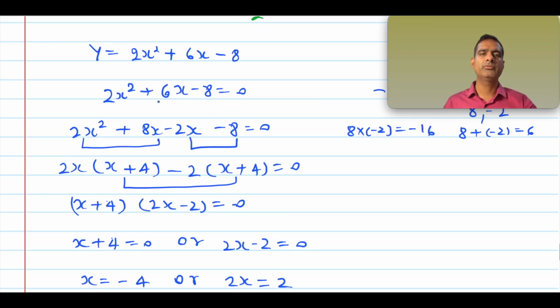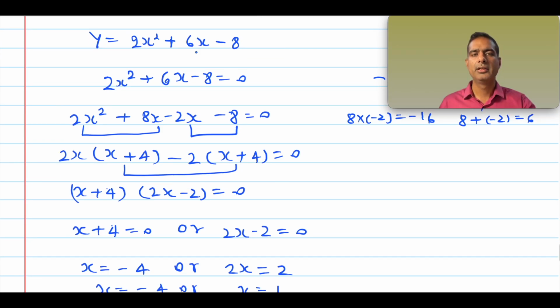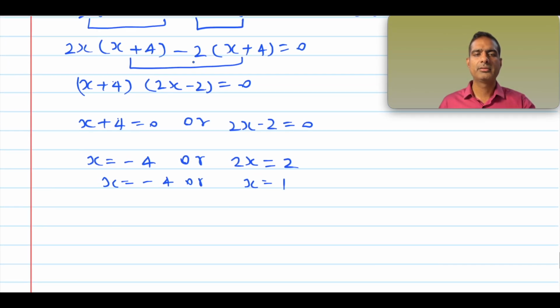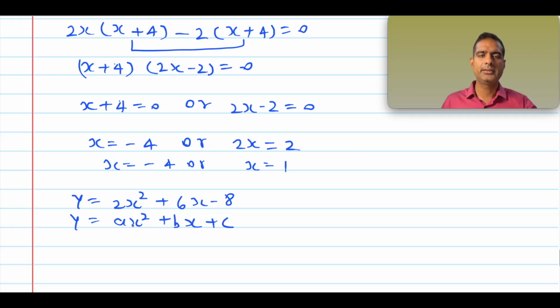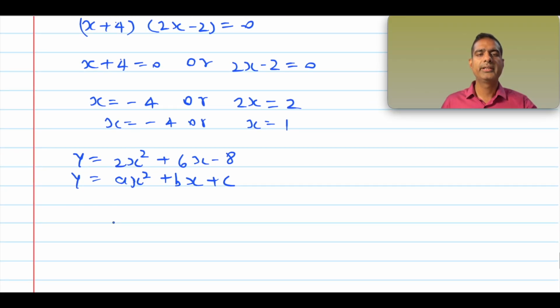Now our equation was y is equal to 2x square plus 6x minus 8, and if we compare it with y is equal to ax square plus bx plus c, so we get a is equal to 2, b is equal to 6 and c is equal to negative 8.